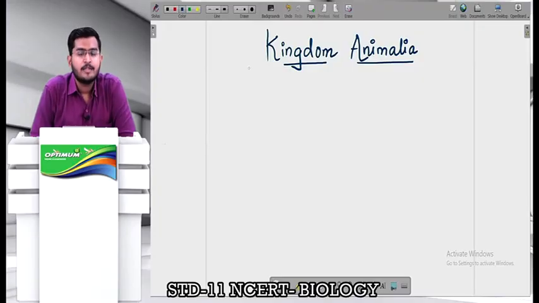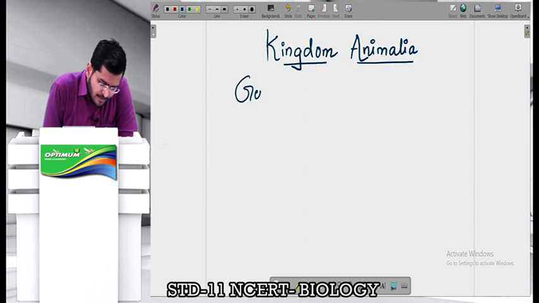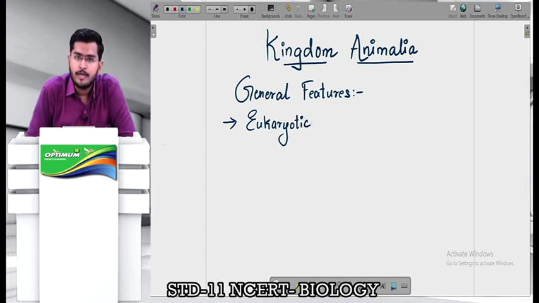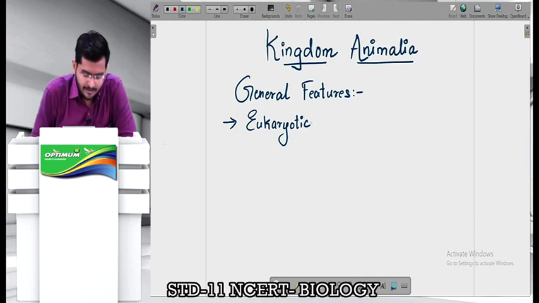Let's start first with the general characteristics of organisms which are included under kingdom Animalia. So what are the general features? First and foremost, all organisms which are included under this particular kingdom are eukaryotic. You know what eukaryotic means. Eukaryotic organisms are those organisms which have a well-defined nucleus.